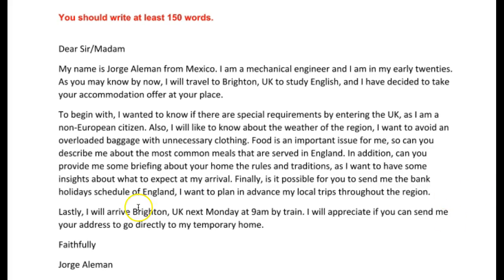Lastly, I will arrive in Brighton. We've already said UK here, so you don't have to repeat that, so you could just say I will arrive. Maybe you don't even need Brighton, UK at all. You could say I will, but be too specific, I think that is good. I will arrive in Brighton next Monday at 9 AM by train.